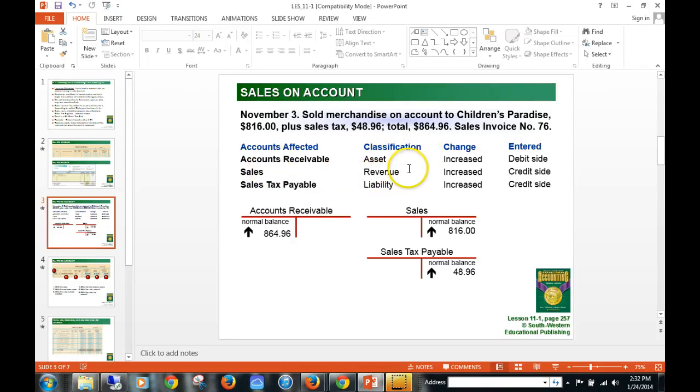Our sales is a revenue type of account. We're going to increase our sales on the credit side, and sales tax payable is a liability type of account, and it's also increased on the credit side. So you see here, assets always carry a normal debit balance. Sales, a revenue account, always carries a normal balance of credit. And sales tax payable, which is a liability account, is going to carry a normal credit balance as well. All liabilities do.